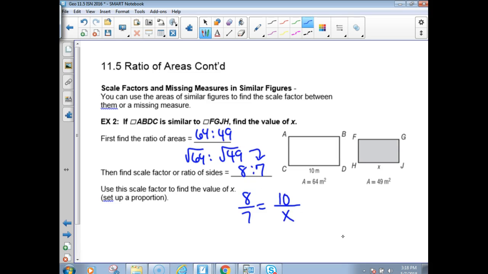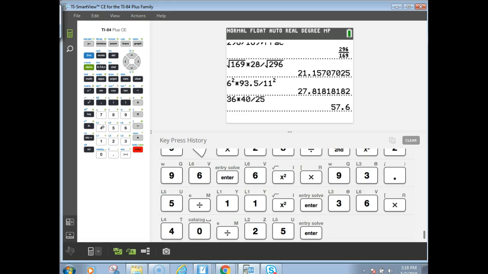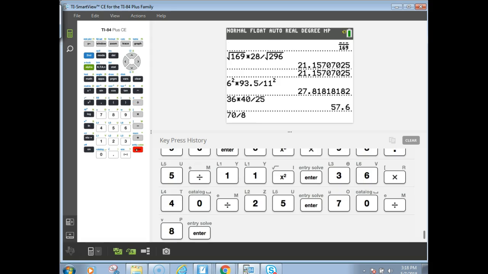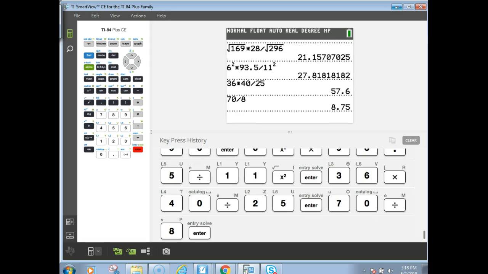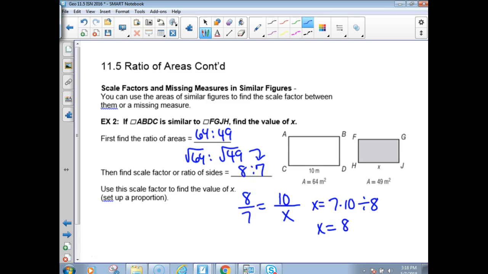Cross multiply and divide, you're going to get a weird decimal. So we got to type 7 times 10 divided by 80. 70 divided, not by 80, by 8. 70 divided by 8. Are we getting 8.75? That's not a weird decimal. 8.75 meters. And I did not round because its decimal stopped. What the heck? Might as well write the whole thing down.